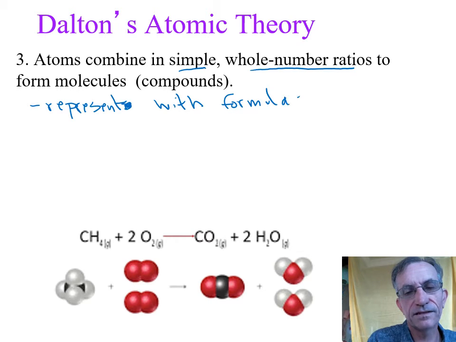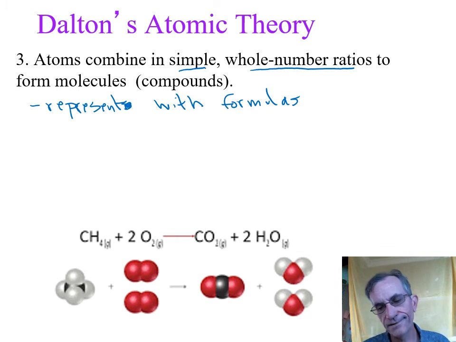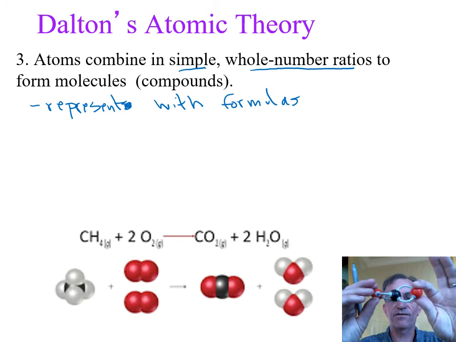Represent with formulas. So for example, let me show you a couple of molecules here. Molecules are just two different atoms put together. Now what Dalton said is they're always going to get together in a simple whole number ratio. So to start off with, this would be a molecule, all right? This would be a representation of a molecule.